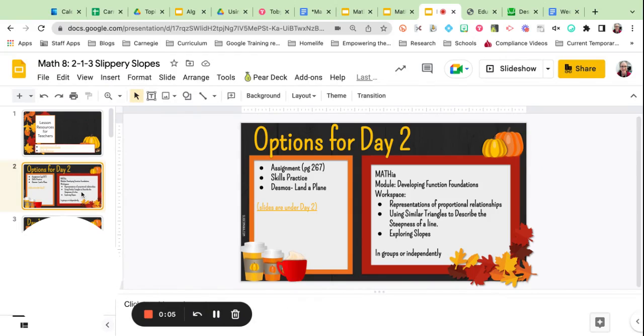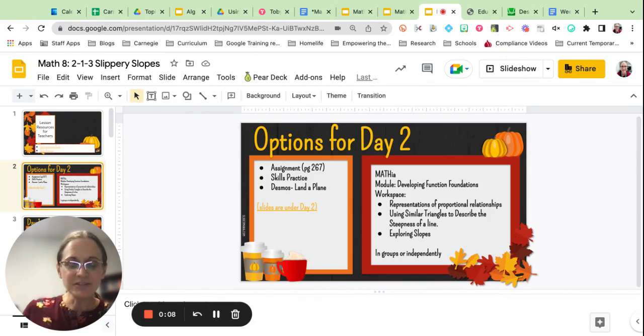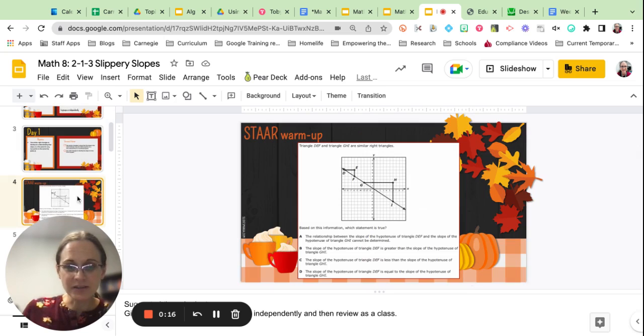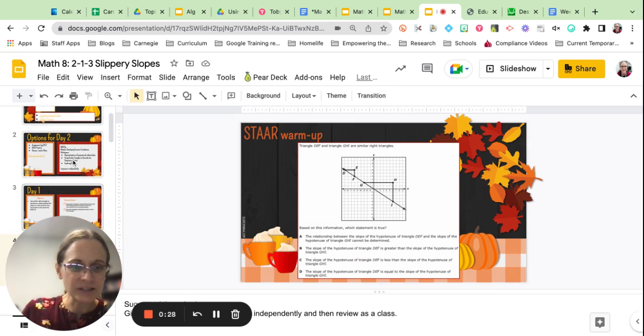Slippery slopes is all about recognizing that the rate of change between any 2 points on a given line is the same, and we can use similar triangles to model that. Here's an example of what this looks like on the STAR test. So you can see here, students are using similar triangles to recognize that the slope of the line between D and F is the same as the slope of the line between G and I. So that is our goal for this lesson.